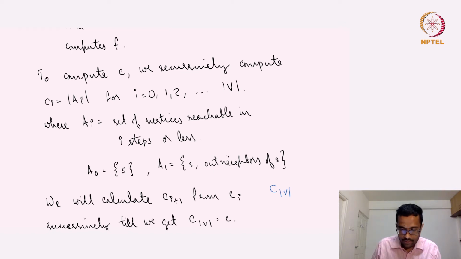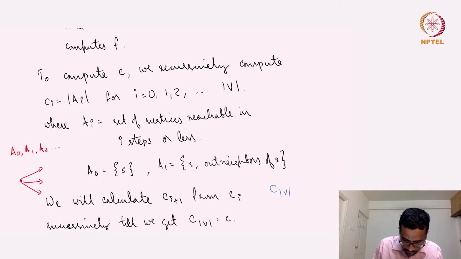We will define a sequence of sets called A0, A1, A2 and so on. A0 is the set of vertices reachable from S in 0 steps. A1 is the set of vertices reachable from S in 1 step. A2 is the set of vertices reachable from S in 2 or fewer steps, and so on. So A0 is nothing but the set containing S itself, because if we are not allowed any steps, then the only vertex that we can reach from S is S itself.